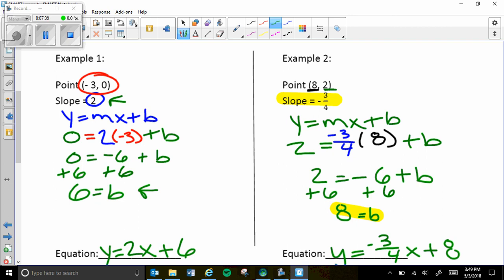All you're doing is plugging the given information into y equals mx plus b, solve for b, and then write the equation of that line. If you have questions about examples 1 or 2, please pause your video before moving on. Again, before you do the you-dos, I want you to continue on to your notes, and then you can come back and do the you-dos at the end.